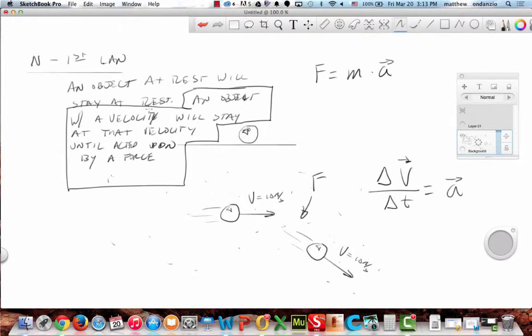So this is the deal. Okay? It's redundant. An object with a specific velocity will stay at that velocity, whether it's at 0 or not, until it's acted upon by an outside force. Make sense? Good? Okay.